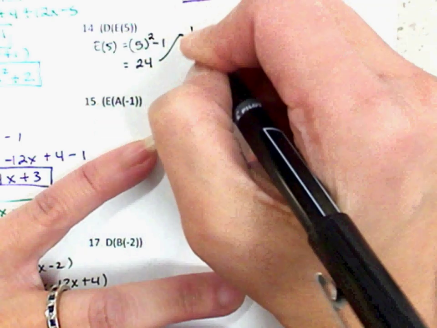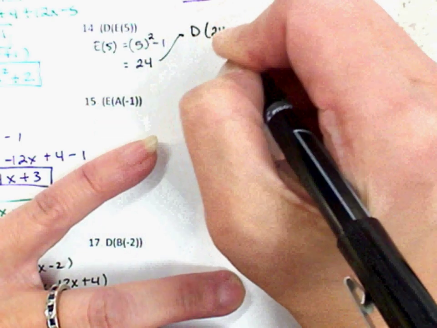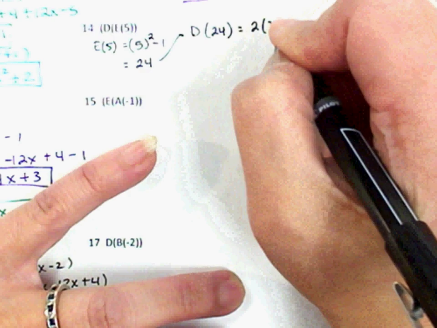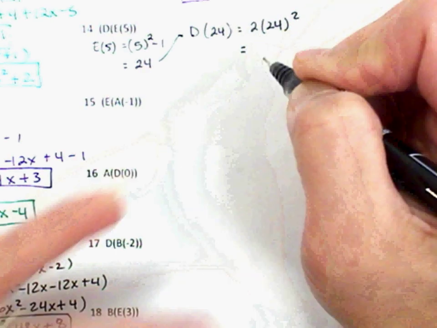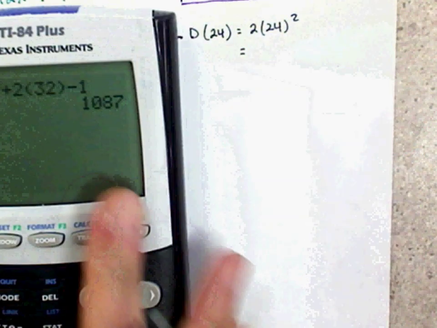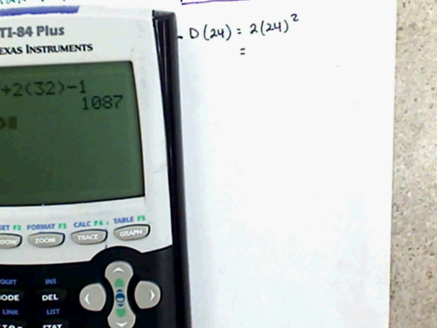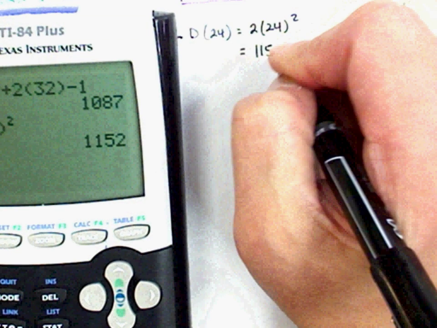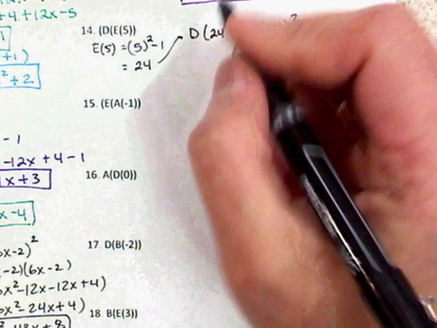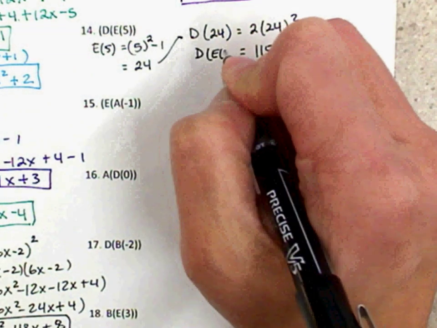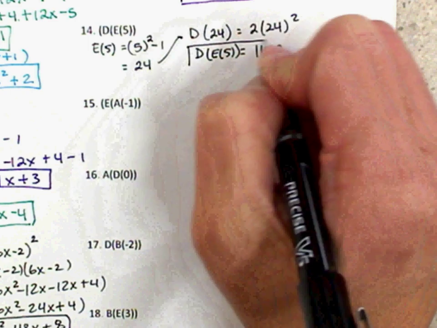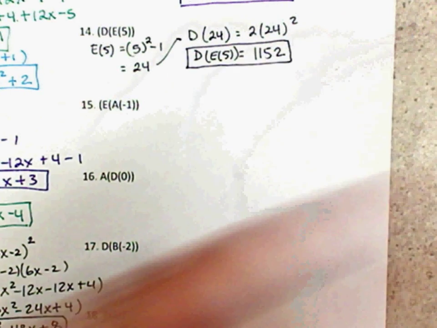So my new x value is 24, and D is 2 times 24 squared. And you can pretty much just type that into your calculator. 2 parentheses 24 squared comes out to be 1,152. So D of E of 5 is equal to 1,152.